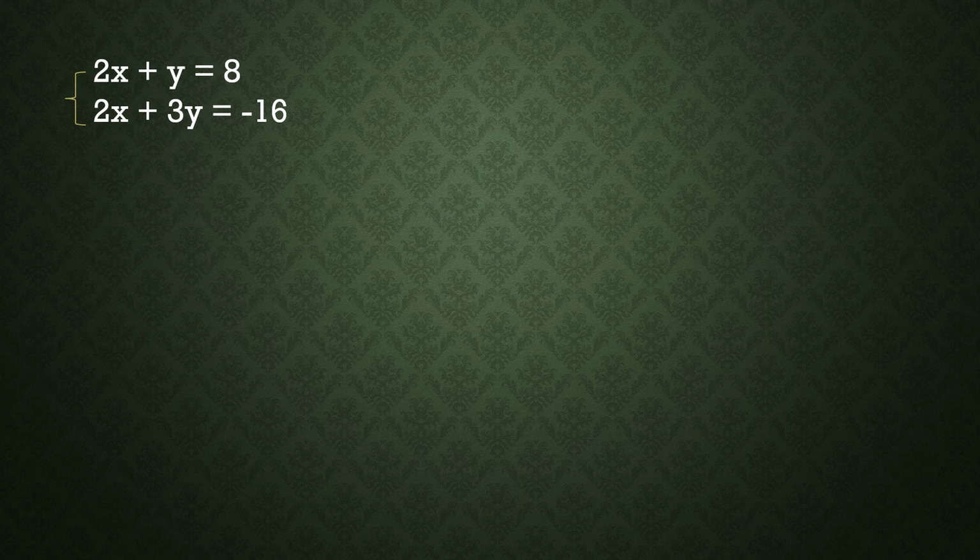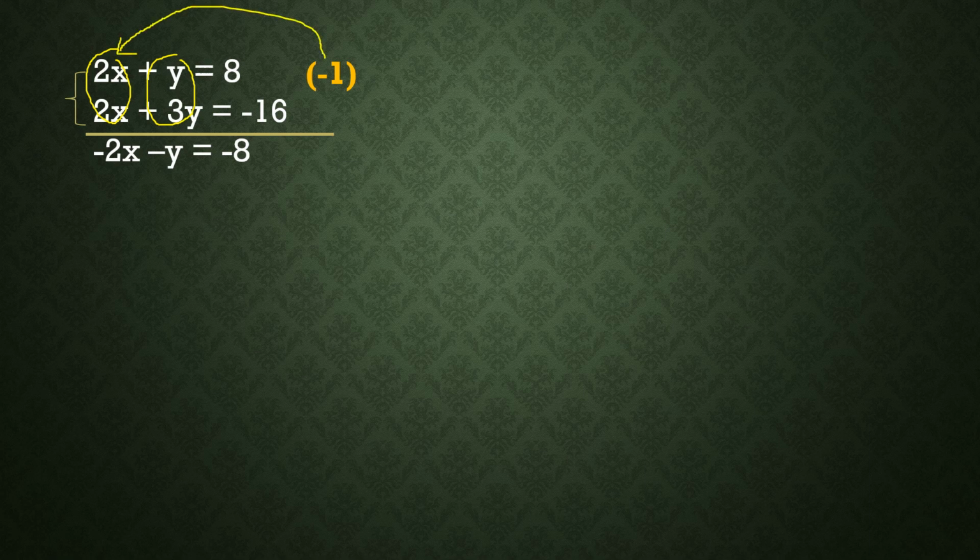Next example: 2x plus y equals 8 and 2x plus 3y equals -16. As you can see, we do not have inverses here. 2x and 2x will be 4x, and y plus 3y is 4y. But we can make inverses here by multiplying -1 to our first equation. The first equation will become -2x minus y equals -8. That is from -1 times 2x, -2x. -1 times positive y is -y. -1 times 8 is -8.